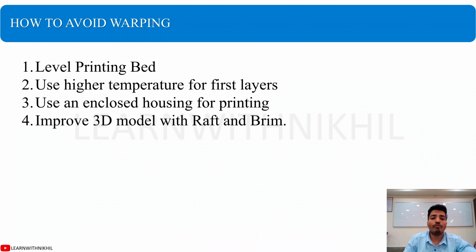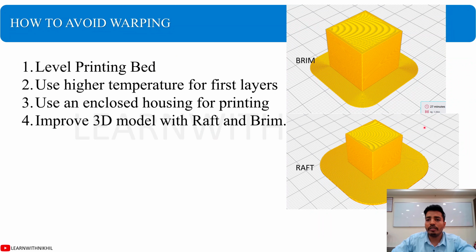You have to improve the 3D model with raft and brim. Now, what is this raft and brim? In Creality software, there is an option called build plate adhesion. In that, you will get options: raft, brim, none. With the brim, you can see, this is the actual object and this is the support. This is basically keeping your object flat on the surface, holding your object flat on the surface. So brim is this one and raft is much bigger.